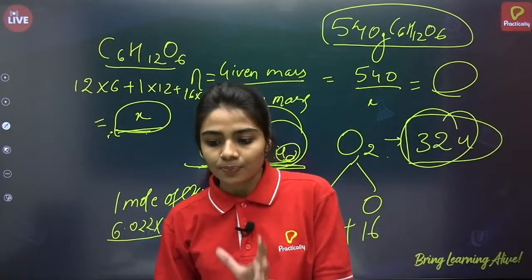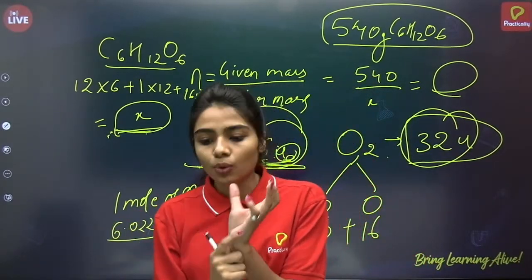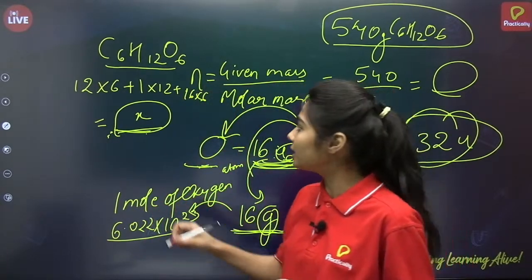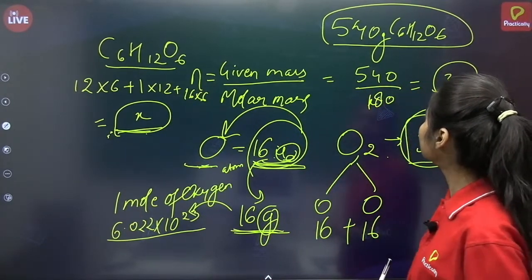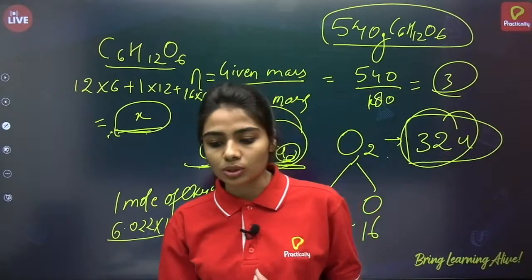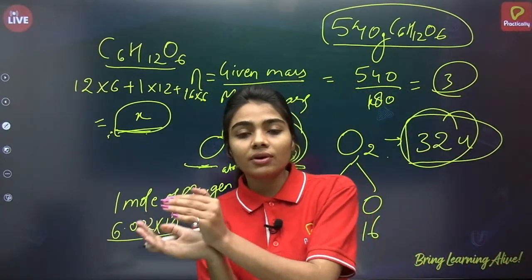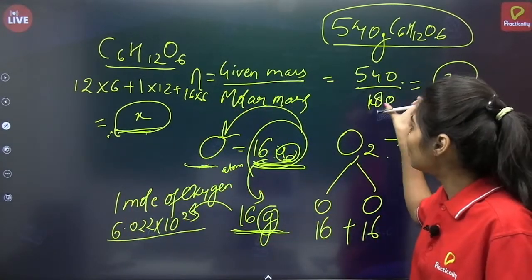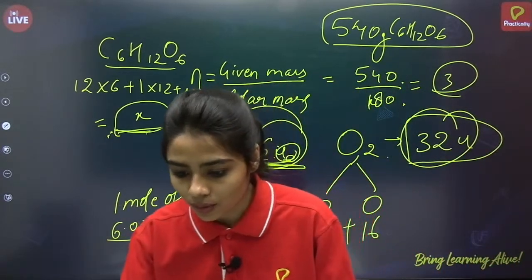So whenever you have the given mass and molar mass, what will you do? It comes out to be 180. So divide by 180 and you will get 3. Okay, so 3 moles are there. So whenever you are given a mass, you will put it here, then calculate the molar mass, divide, and you will get your number of moles.